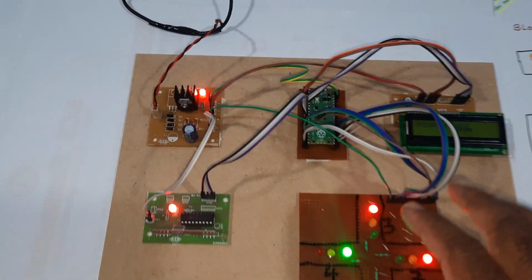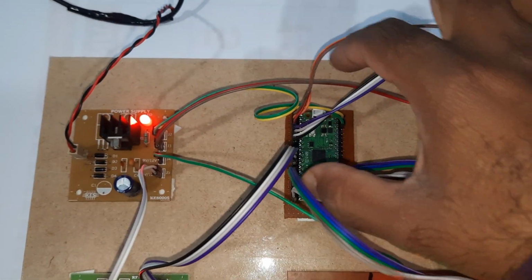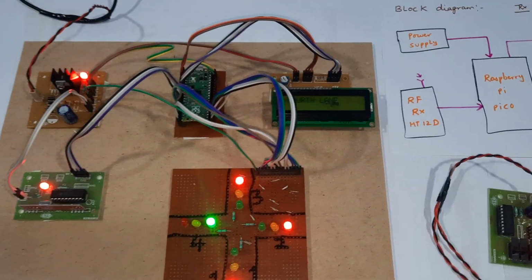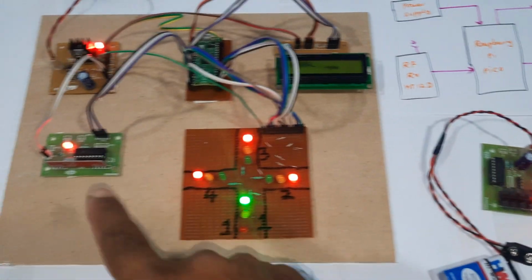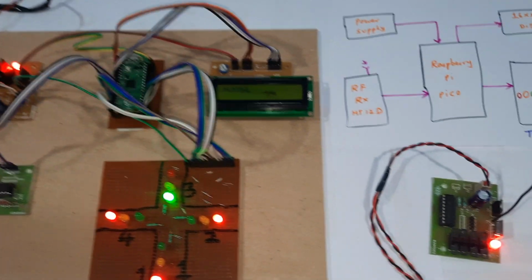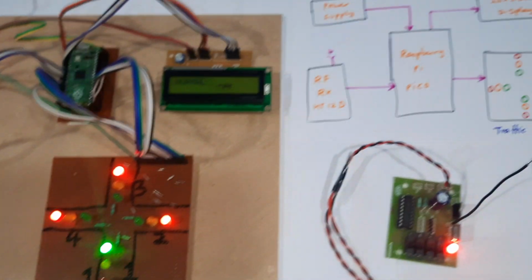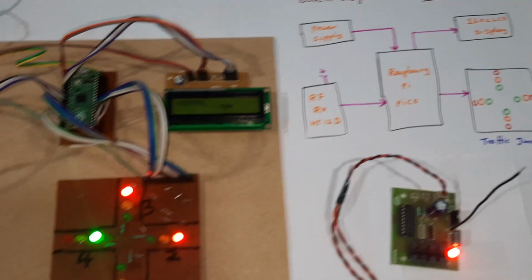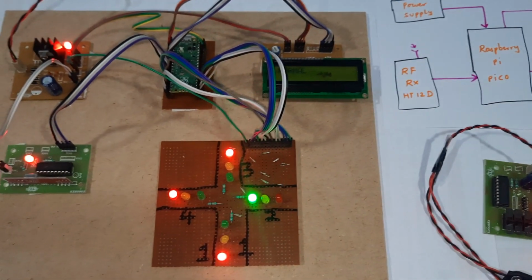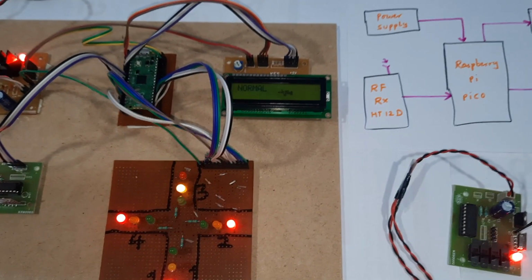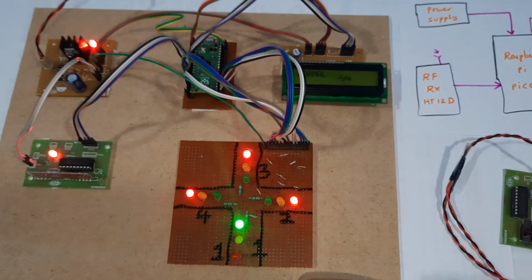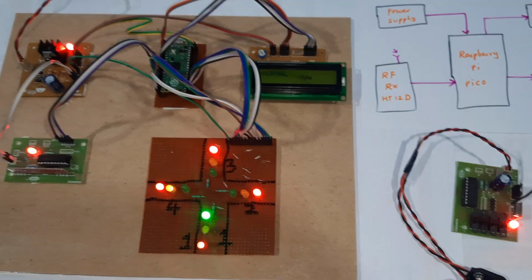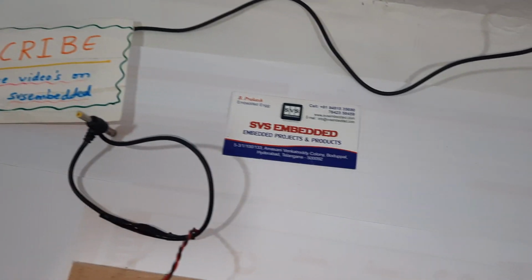It's a Raspberry Pi Pico based traffic light signaling system for emergency vehicles through RF communication, with an RF transmitter and RF receiver. It's a simple project with a transceiver module, and we can connect it to IoT and a Blynk app also to control the ambulance through Node. You can add NodeMCU to this project and control the lanes with the Blynk app. Thank you. If there is any doubt, let me know at SVS Embedded.